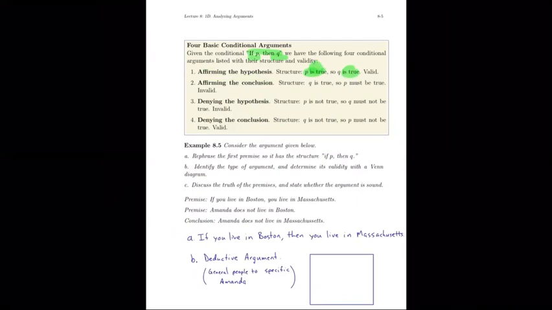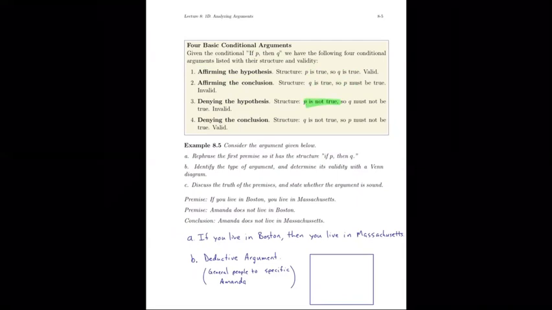If it's a P, then it must be a Q. Okay, that's valid logic. On the other hand, just because it's a Q doesn't mean it's a P. So that's invalid logic if we try to go that direction. Denying the hypothesis, saying that it's not a P, so it must not be a Q.